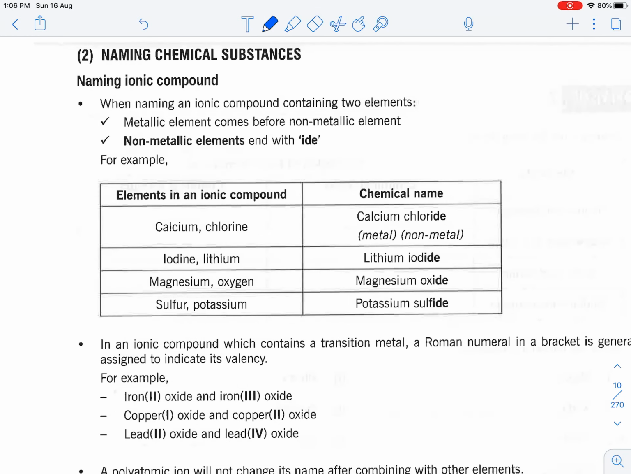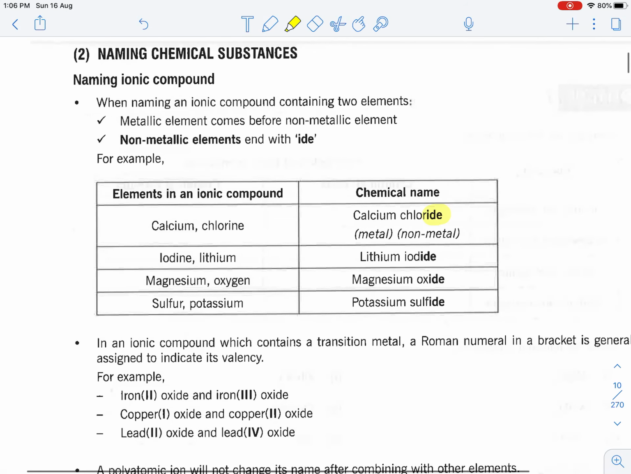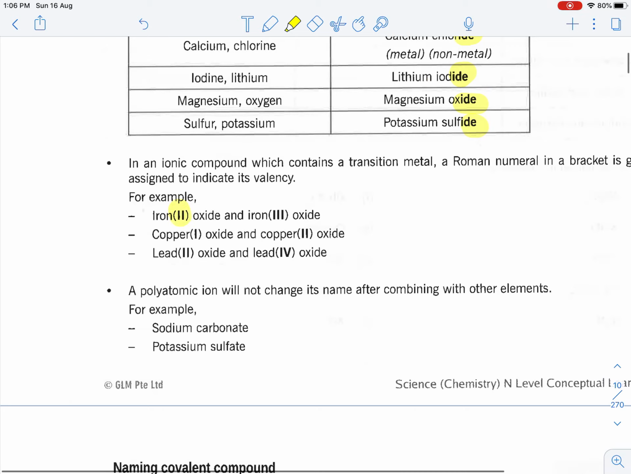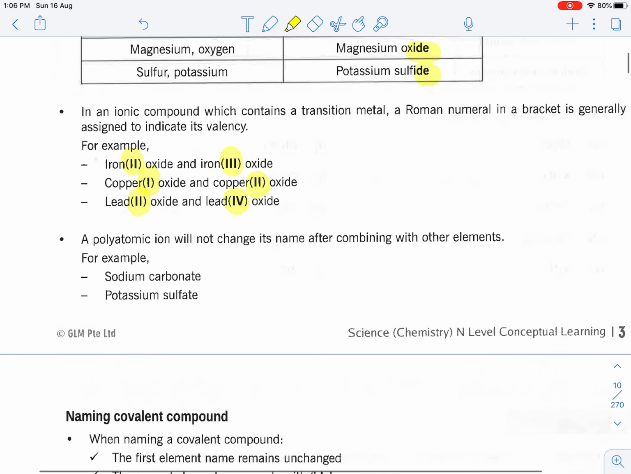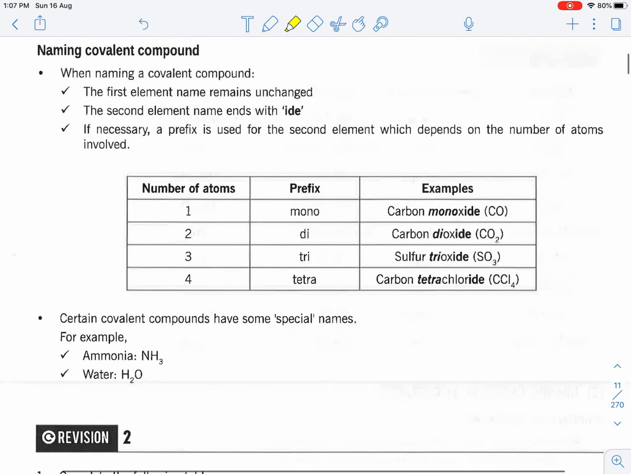After you have written the chemical formula, you are required to write down the name of the ionic compound. For naming, you just need to take note that if it's an ionic compound, it usually ends with an IDE at the back. Then you use Roman numerals to label the group number for elements that can exist in many transition states. The rest should be okay.